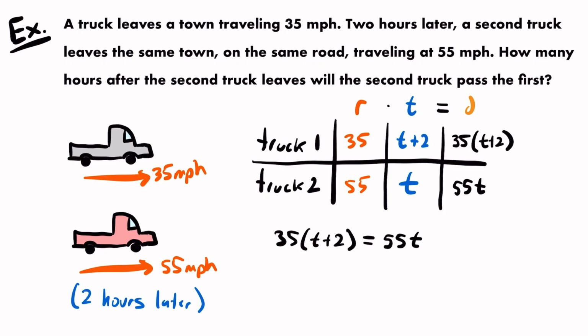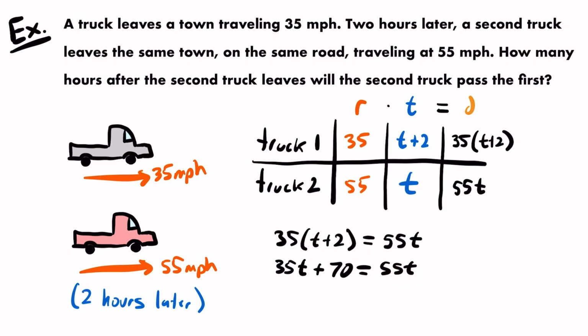And the first step to do that here would be to get rid of these parentheses. So distribute 35 through this quantity. You want to multiply 35 by t, and then multiply it by 2. So if you do that, you'll get 35t plus 35 times 2, which is 70, and that will be equal to 55t. Then what we want to do is just have one term with t in it, right? We have 35t over here, and then on this side of the equation, we have 55t.